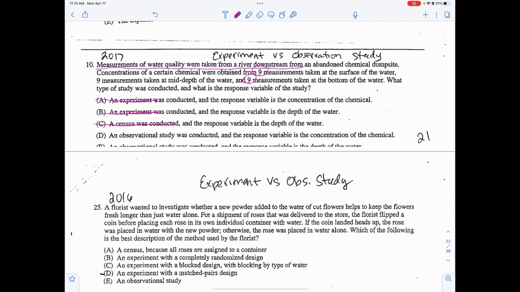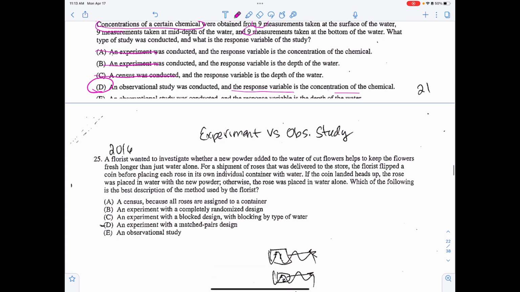A census means they're doing the entire population, so that doesn't even make any sense. I know you can't read E. A says an observational study was conducted and the response variable is the concentration of chemicals, which is what I'm measuring. I'm asking to see how much concentration of chemicals there is, and that is exactly what I'm looking for. E said an observational study was conducted and the response variable is the depth of water. And it definitely is not the depth of water. That is going to be the level of my study, where I am measuring. But the response variable is the concentration, what I'm measuring.